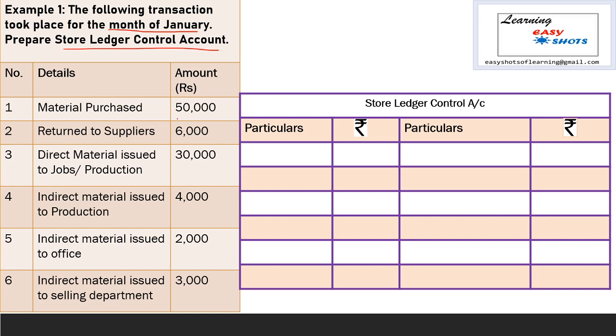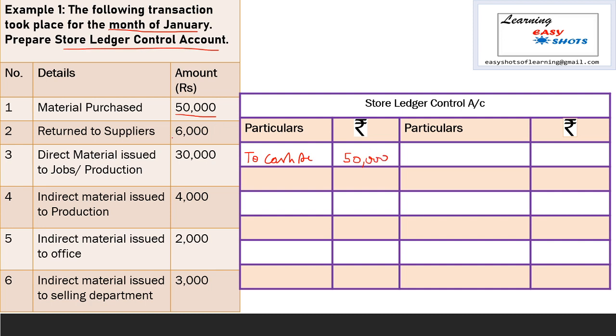So, our first transaction is material purchased costing rupees 50,000. When the material is purchased in the store, it is increased in the store. So, we debit the stores ledger control account. So, on the debit side, we write to cash account and the material purchased costing rupees 50,000.